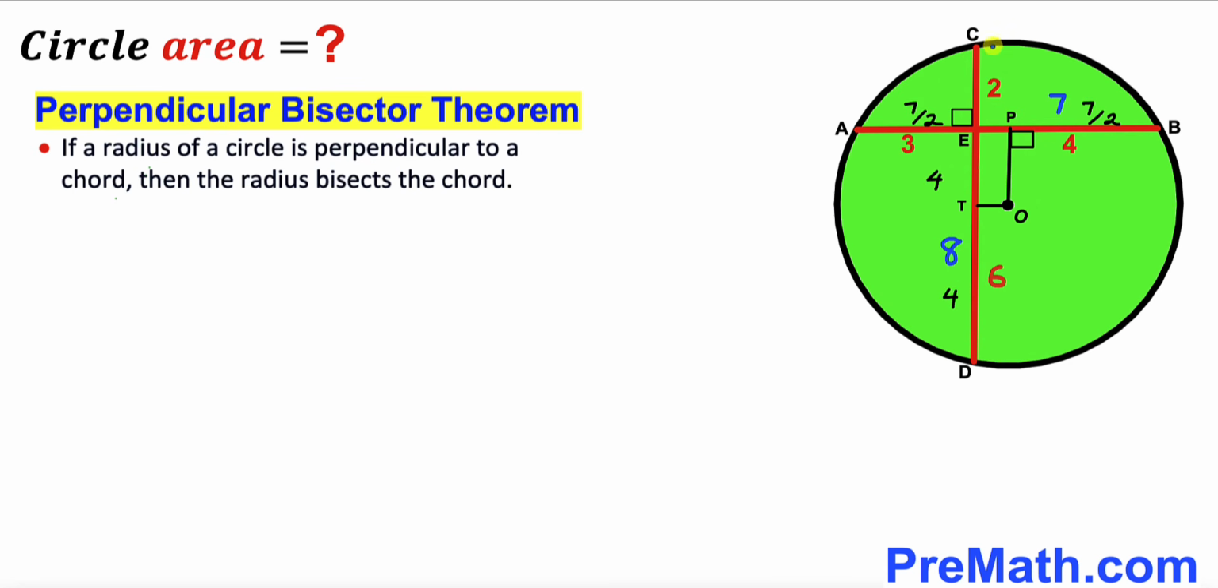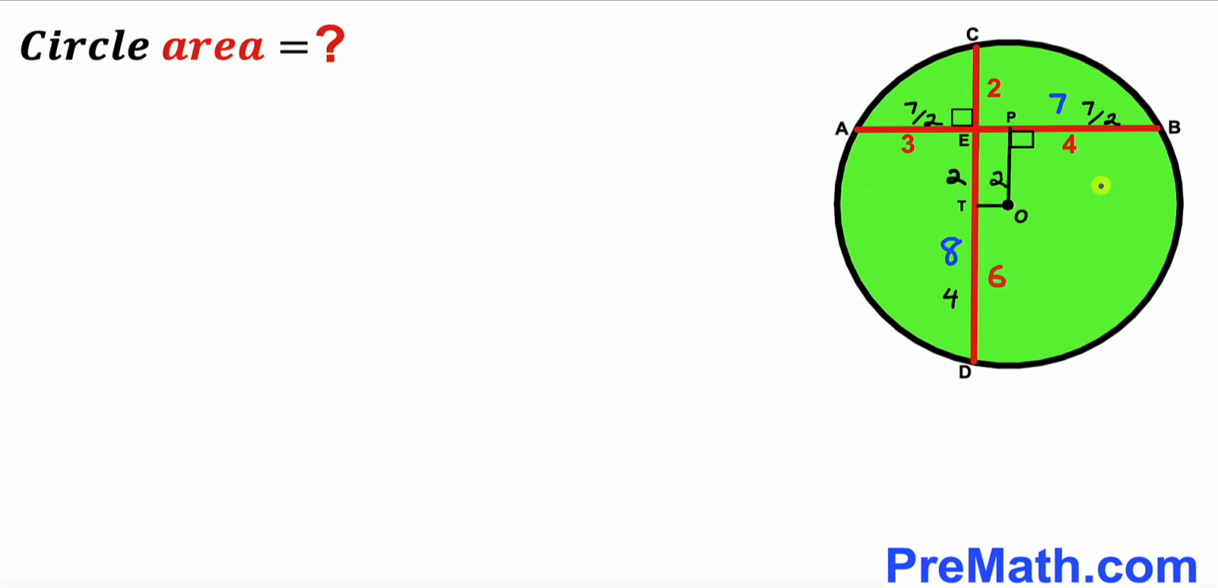Now let's make an observation. We can see that this tiny segment CE length is 2 and this segment CT length is 4. So this tiny segment ET length is 4 minus 2, which gives us 2 units. So this ET segment length is 2 units, and therefore this segment OP length is 2 units as well. In this next step, I am going to connect this center O with this point B.